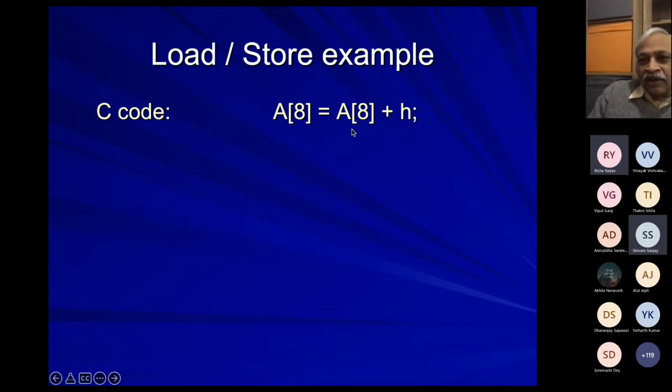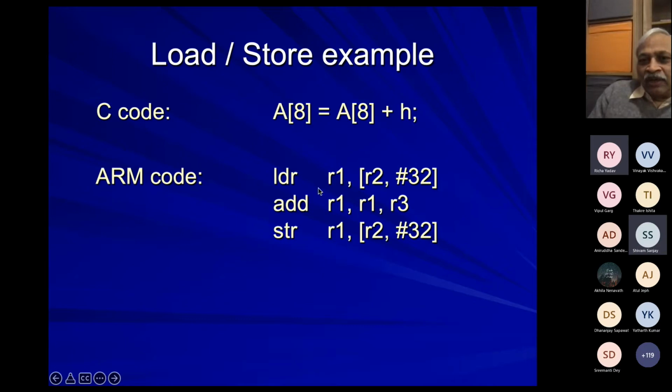So now let's look at a statement like A8 gets A8 plus H. Here there is going to be a load and there is going to be a store corresponding to the left hand side. The code would be load register R1, R2 hash 32. So this index 8 is translated into 8 times 4, 32, as the offset for the 8th element. Assuming that R2 has already the base, this instruction will bring the value of A8 into register R1. So R1 is being used as a temporary register here.